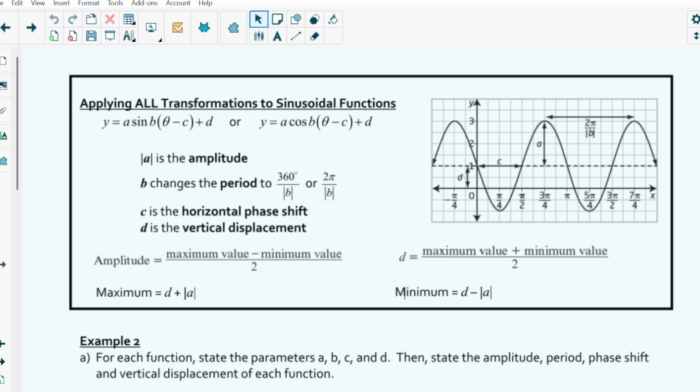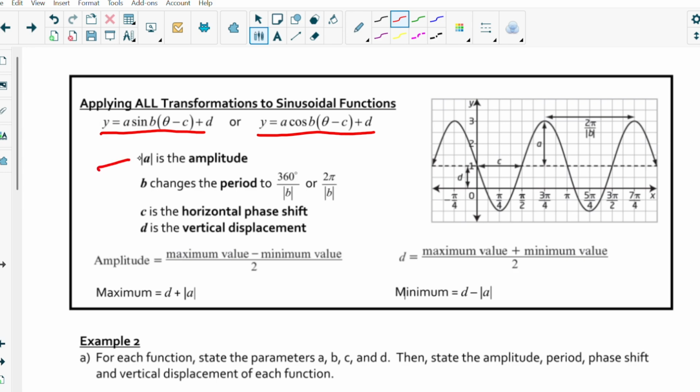Okay, that brings us to applying all transformations to sinusoidal functions. Y equals a sine of b times theta minus c plus d, or y equals a cosine of b theta minus c plus d. This is your general form for sinusoidal functions. Remember, instead of a, b, h, and k values, now we have a, b, c, and d values.